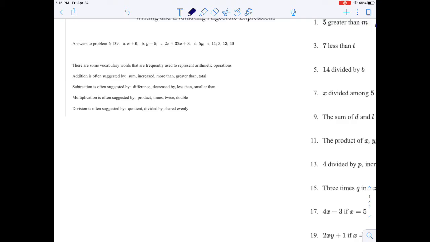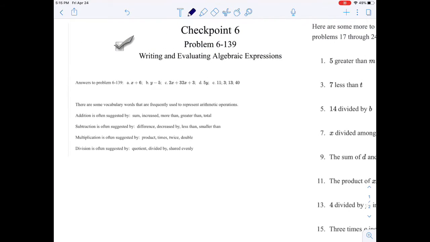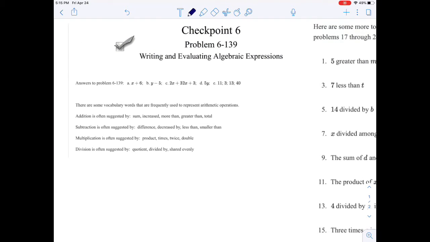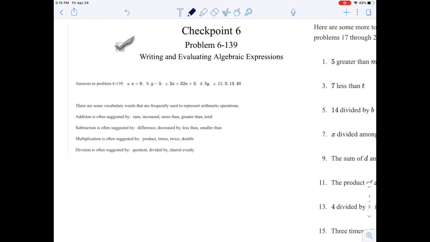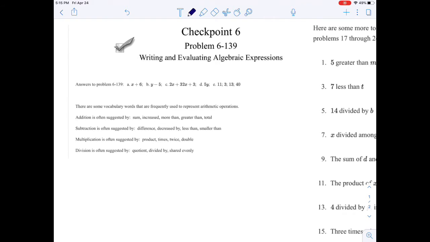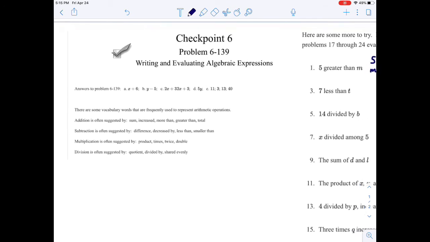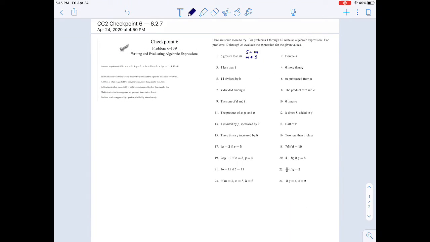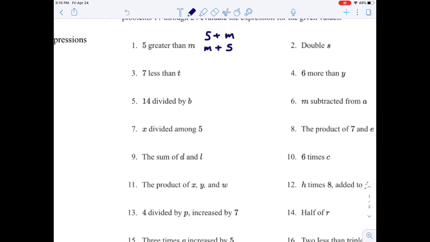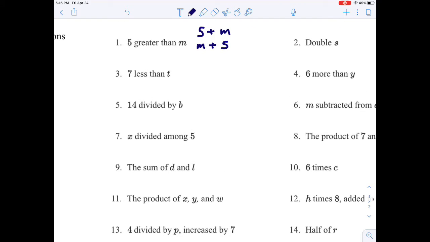Before we go any further, you should make sure that at the beginning of checkpoint 6, you notice there is a list of several commonly used phrases for the different operations. You might want to take a minute and review those and make sure you know addition when you see it, or you know subtraction when you see it. Let's talk for a bit about problem number 3 now.